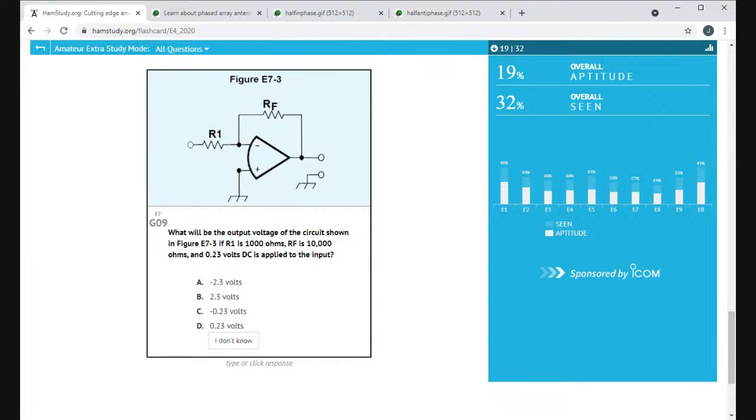I'm going to guess D. So it's A, negative 2.3 volts, B, 2.3 volts, C, negative 0.23 volts.